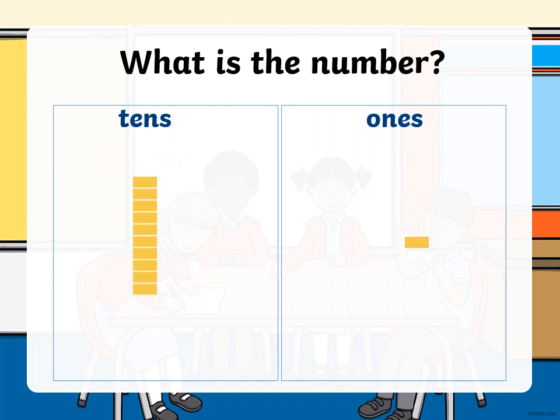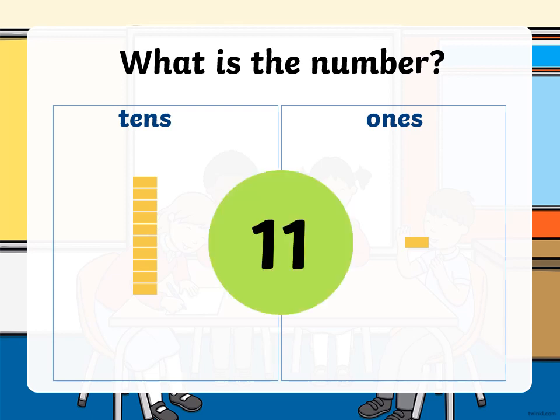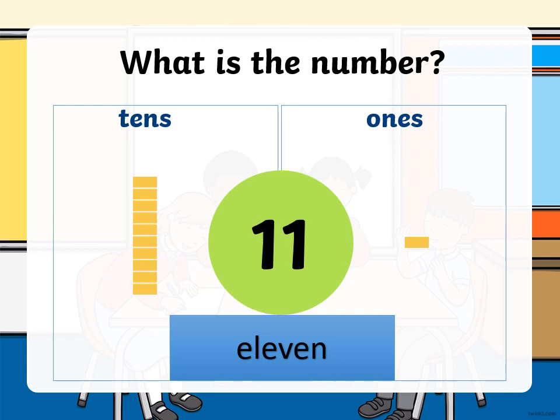Okay, let's practice all of this now. What is this number? Let's have a look at the tens. So we've got one row of tens and we've got 1, 1. It's 11, well done. And we can write it in words also. So you can see that we're able to use pictures, we're able to use digits or numbers, we're able to use words.